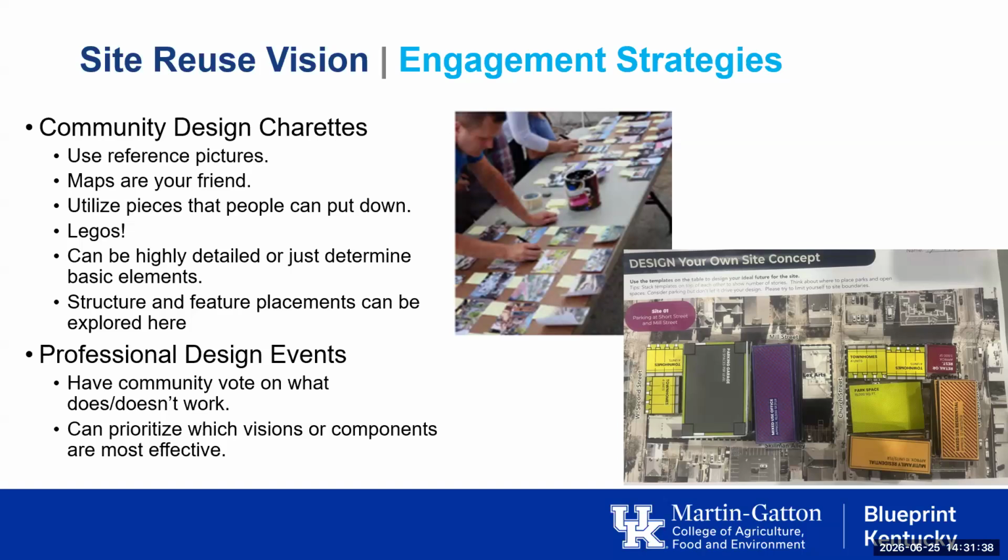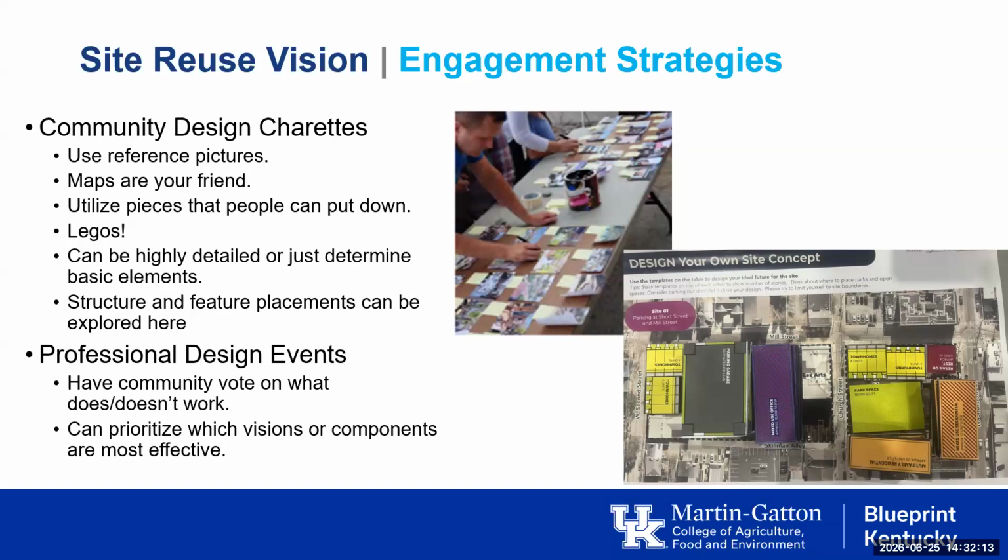And then there are the professional design events, where you might have your landscape architect or designer coming in, who's actually giving you the renderings. Maybe it's someone you paid for, and they want to check their work with the community, who can then say, this does work, this doesn't work, this is why, and then prioritize the pieces they think are the best. In the community design charrettes, I talked a little bit about that Manchester one, where we use reference pictures of the buildings themselves.